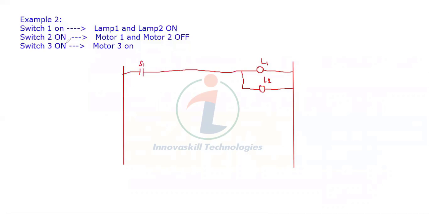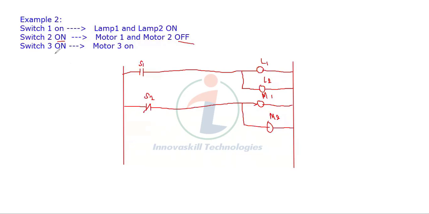Next, if switch 2 is on, motor 1 and motor 2 are off. So here, if input is on, output is off. So S2 should be used as NC, connected to motor 1 and motor 2.